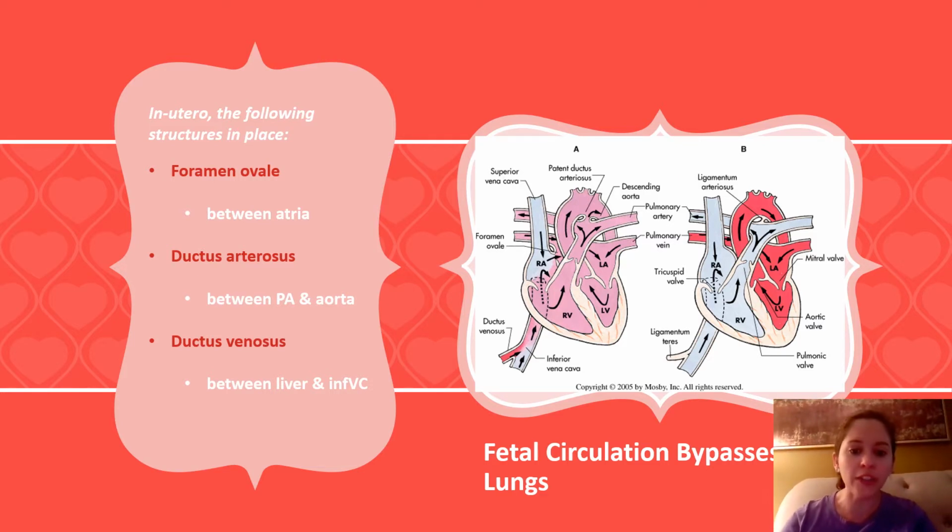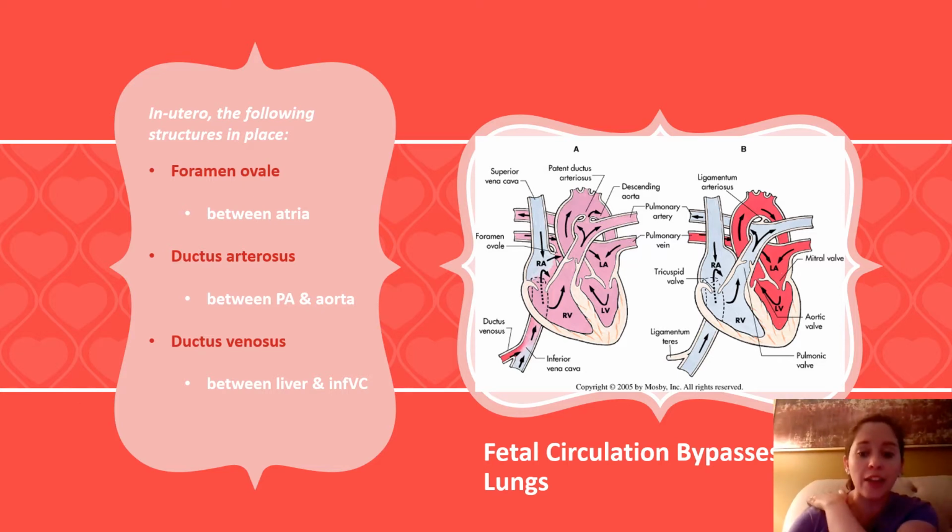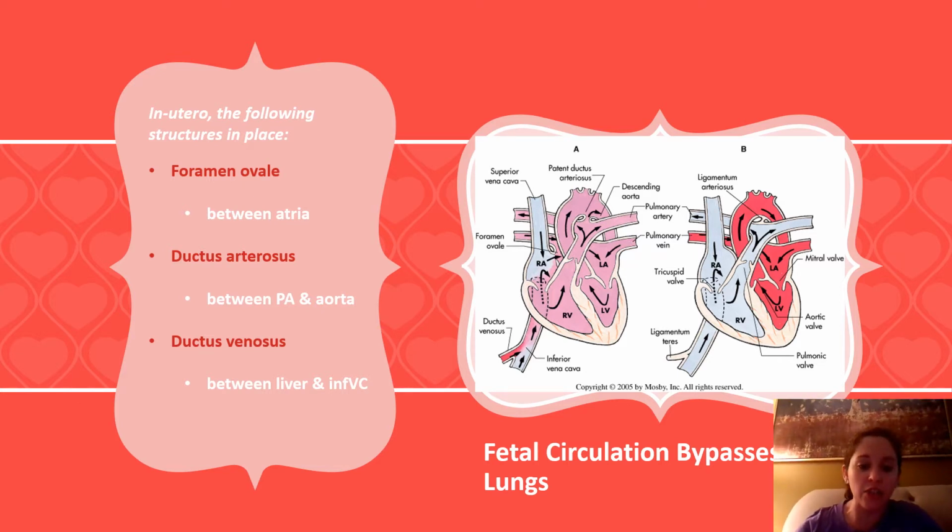When you look at the fetus heart, that heart has certain structures in place that help the heart function and move blood throughout the heart and circulate without having to have the oxygenation that a normal heart has. Those structures that we have in place in utero are called the foramen ovale, the ductus arteriosus, and the ductus venosus.